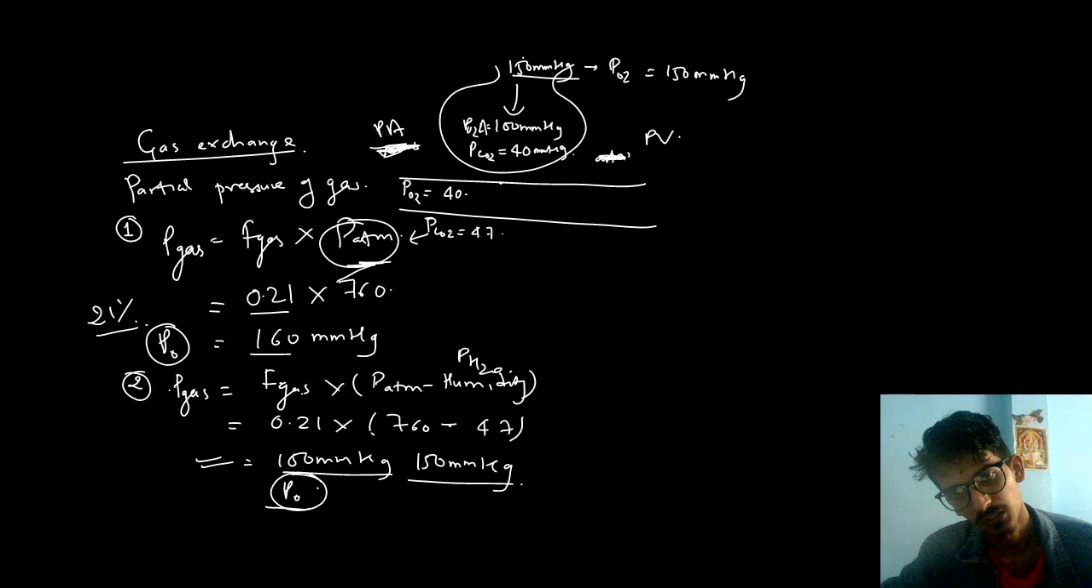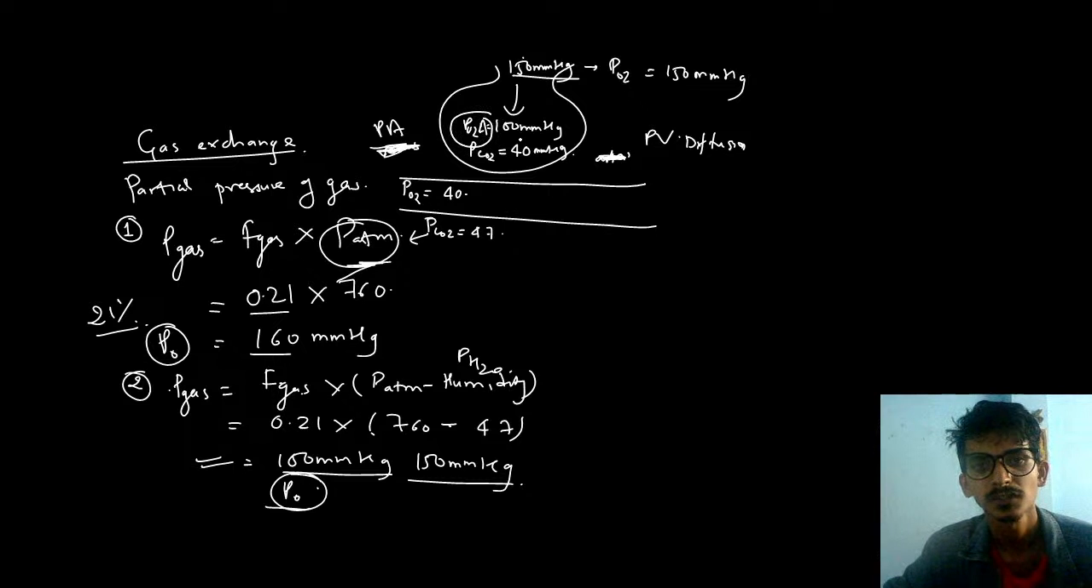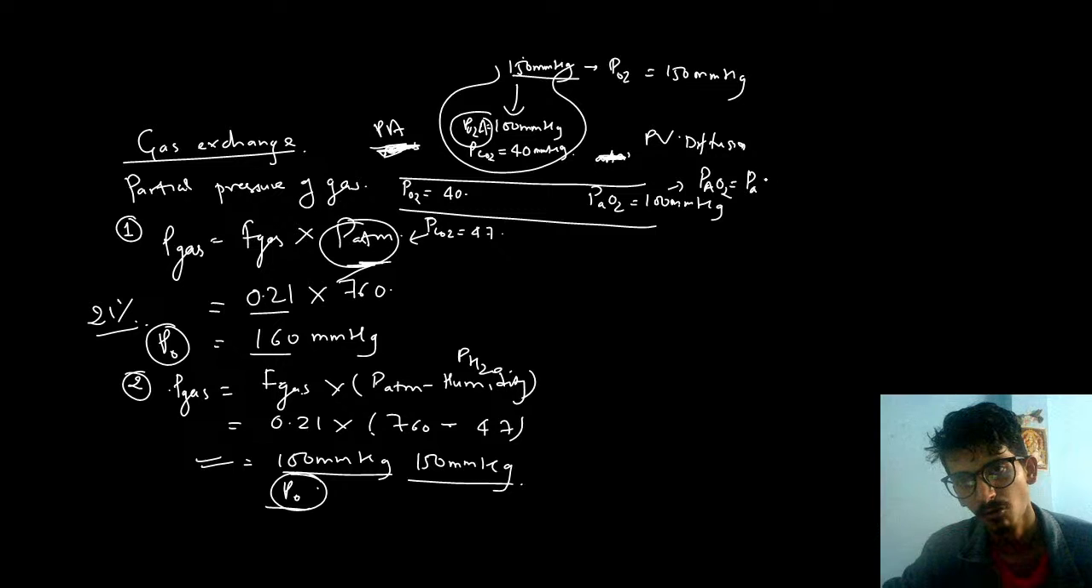So let me say that all these are from the principle of diffusion. As this blood passes through this alveoli, because of the pressure gradient, the partial pressure of arterial oxygen becomes 100. This is a very important concept, because the partial pressure of oxygen in the alveoli and the partial pressure of arterial oxygen are the same. Okay.